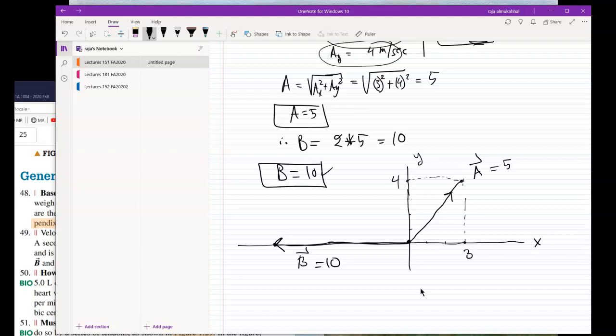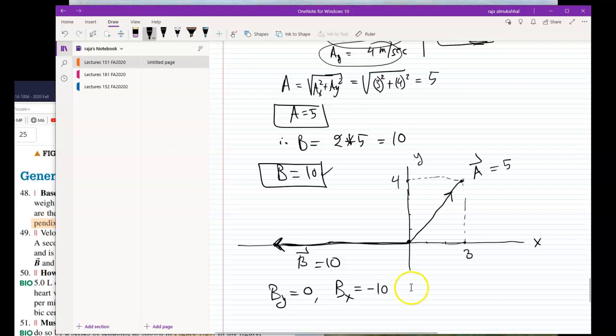So what is B sub y? Immediately, 0, right? There is no y component. That's what he says. And what is B sub x? 10? No, negative 10, correct? Why negative 10? Because it's on the negative x-axis, he said. Here, the negative x-axis. And there we go.